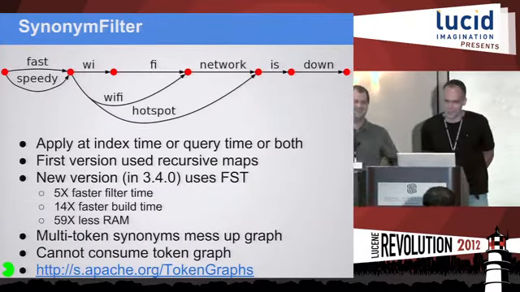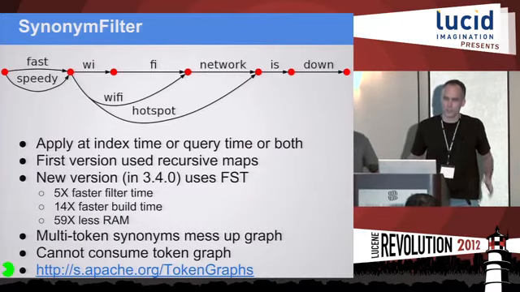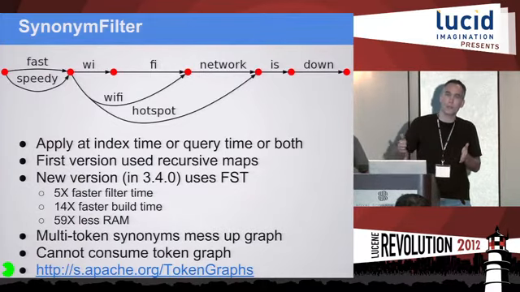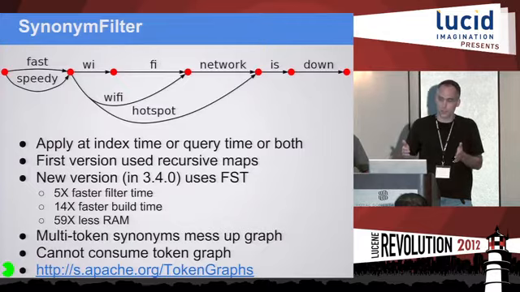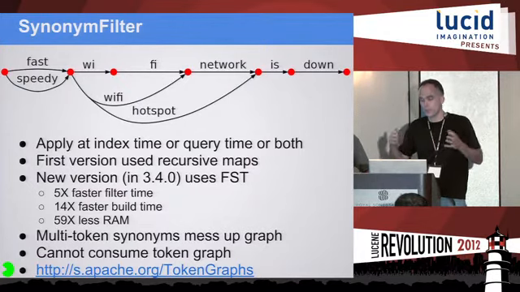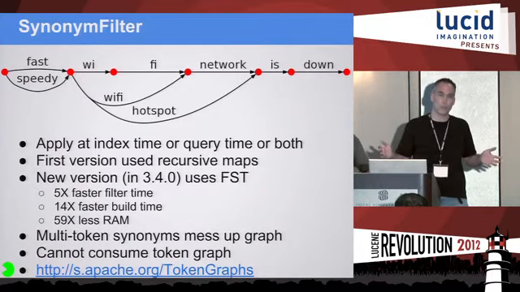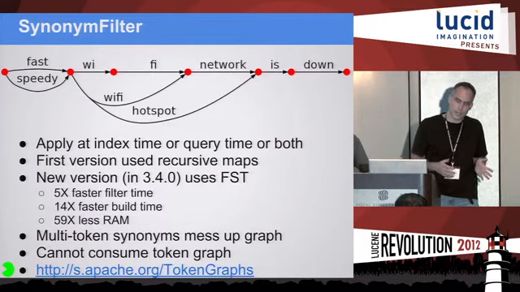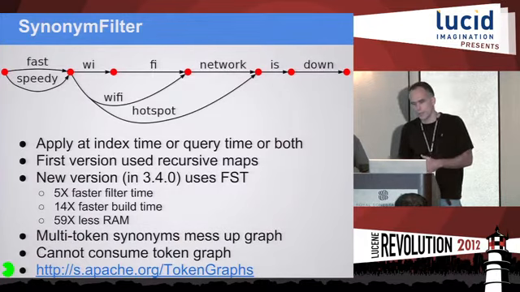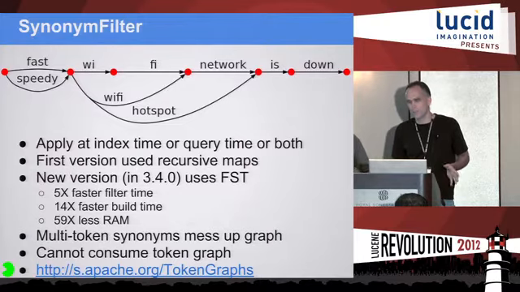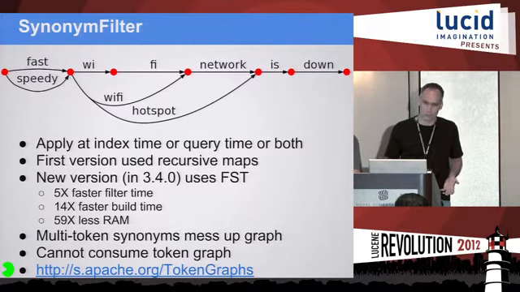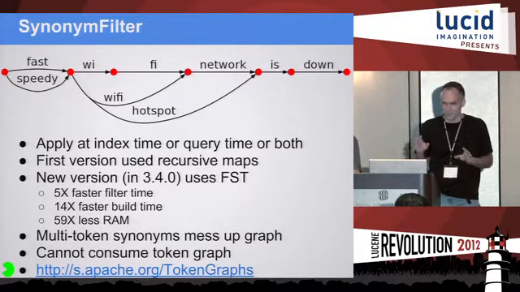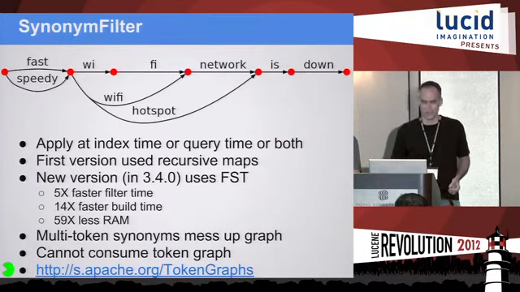SynonymFilter. SynonymFilter is what you use to detect multi-token sequences during analysis. So if you want to recognize Wi-Fi network and output hotspot, you would use SynonymFilter. You give it a bunch of rules, and it will start up, load those rules, and process the tokens as they come through the stream. You can apply the synonyms at index time or at query time or both. There are lots of tricky trade-offs if you do so, and there's no quick answer about what's the right way to do it. So jump on the lists if you have problems doing that.